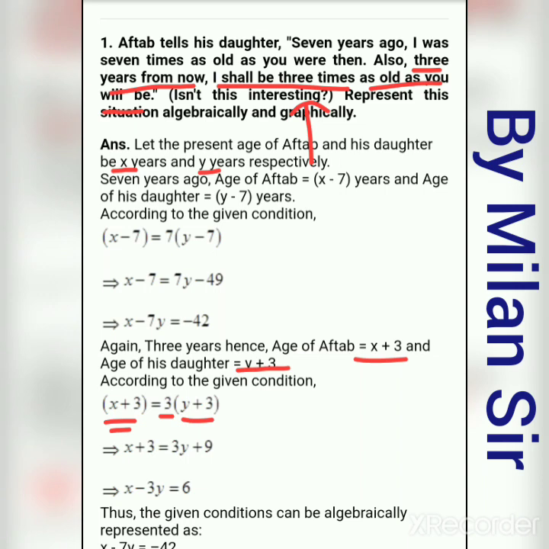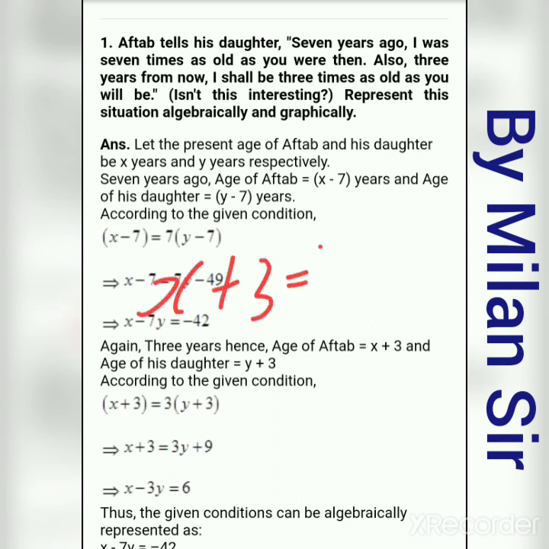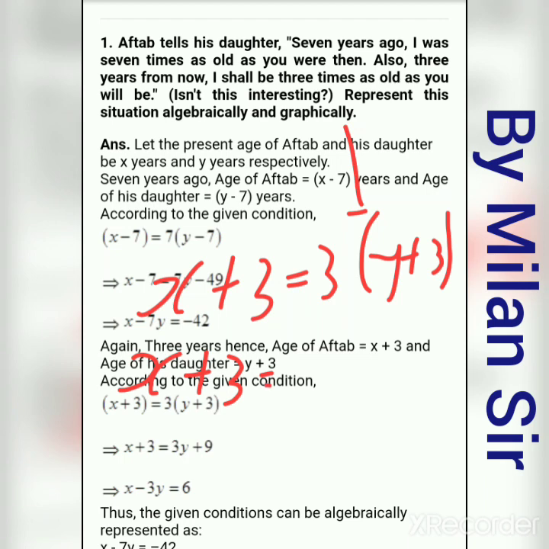3 times means multiply by 3. So Aptab's age is equal to 3 times his daughter's age. So Aptab's age x plus 3 is equal to 3 multiplied by his daughter's age y plus 3. Here it is a multiplication process, that's why we use brackets. Now simplify it. So here x plus 3. Now 3 multiplied by y is 3y, plus 3 times 3 is 9.